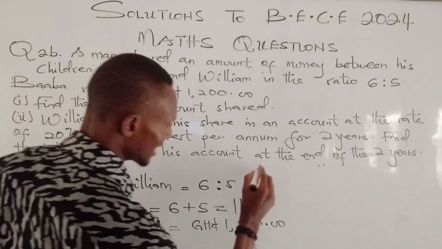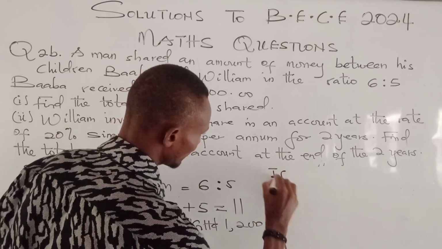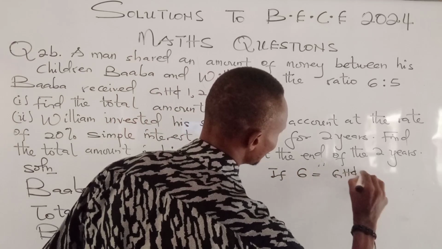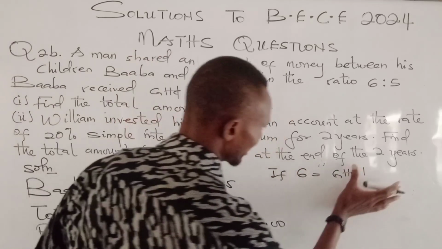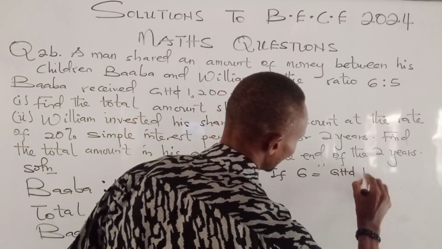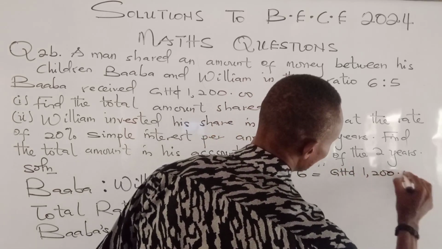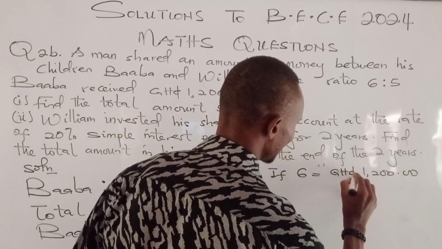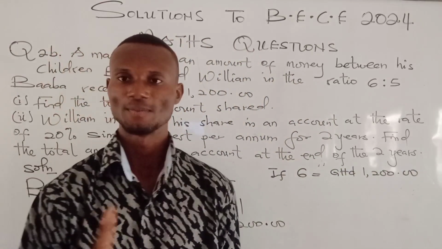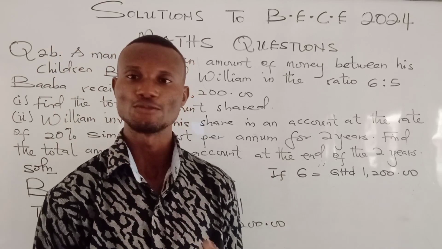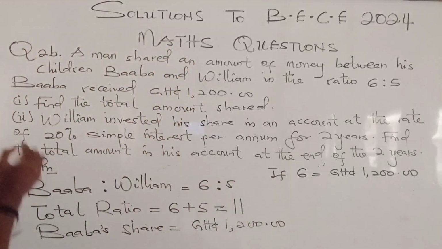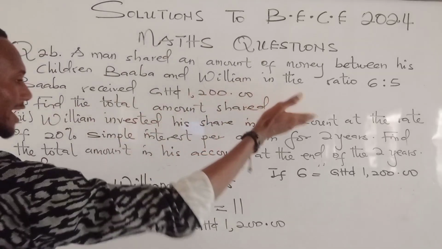So I'll say that if my 6 equals to the 1,200 Ghana cedis, okay, let me write it. 1,200 Ghana cedis. So if my 6 equals 1,200 Ghana cedis, then the question is asking us to find the total amount that was shared, which is the I part. Find the total amount shared.